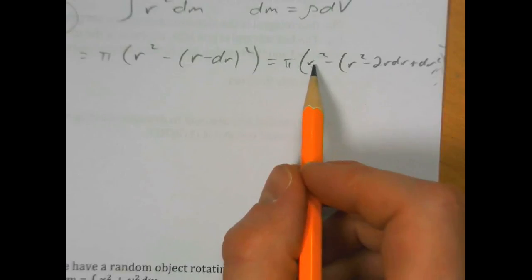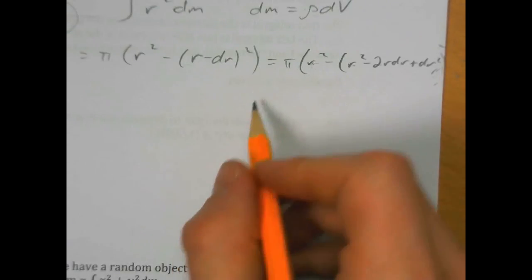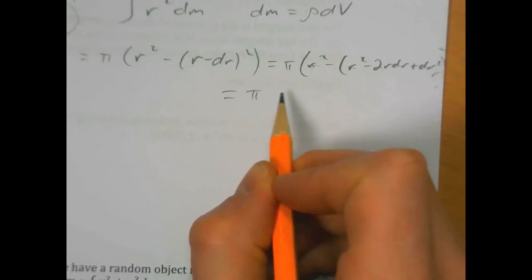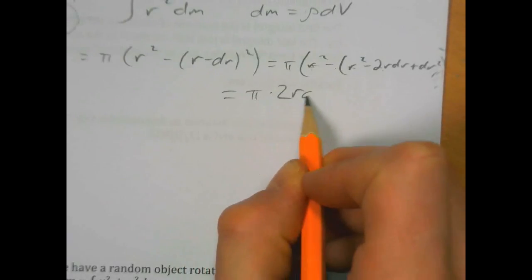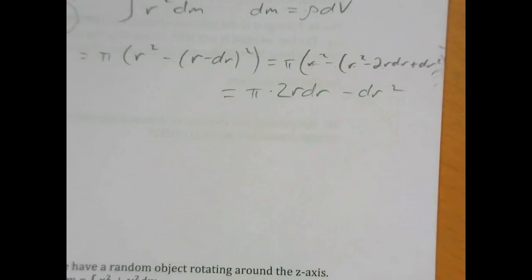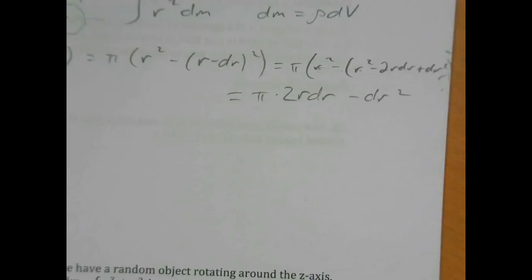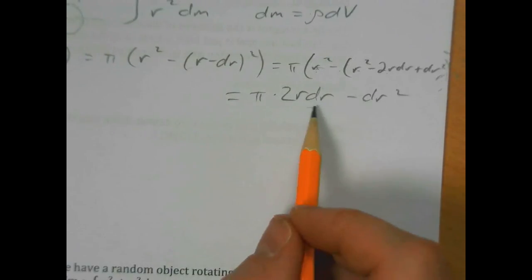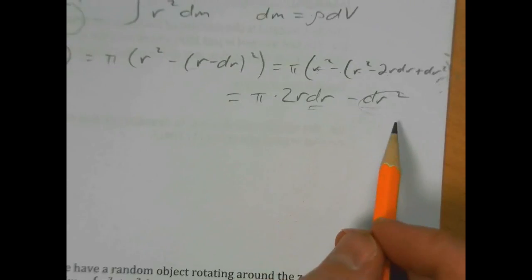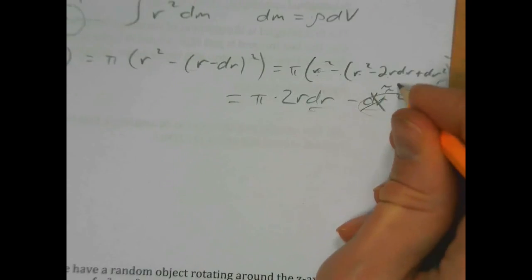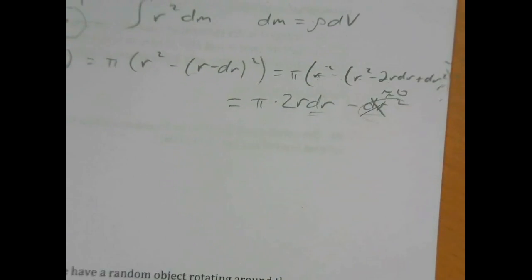Now doing this math, you can see r squared cancels out. And then we've got minus negative 2r dr minus dr squared. But remember, what is dr? Dr is an infinitesimally small bit of stuff. So that's really small, but if we square an infinitesimally small thing, we get something that's really, really, really small, and so we can basically say that this dr squared is essentially 0 and ignore it.